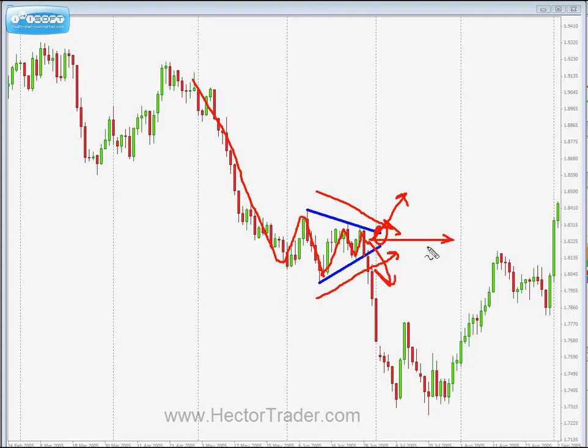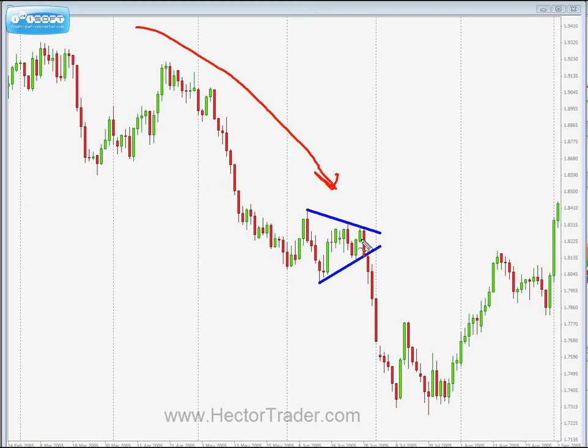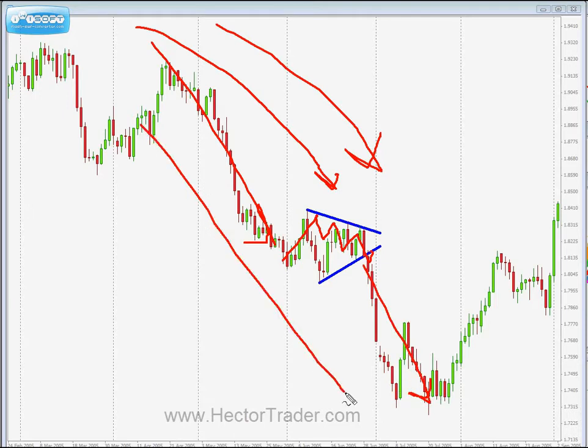It cannot keep on going sideways forever, right? It's got to break to either one side, and more often than not, as I was saying before, if we are in a sound trend, it usually breaks in the direction of the previous move, right? Meaning, if we were coming into this consolidation area from above, most often than not, it should break. If this is a strong trend, it should break in the direction of that trend. Okay.